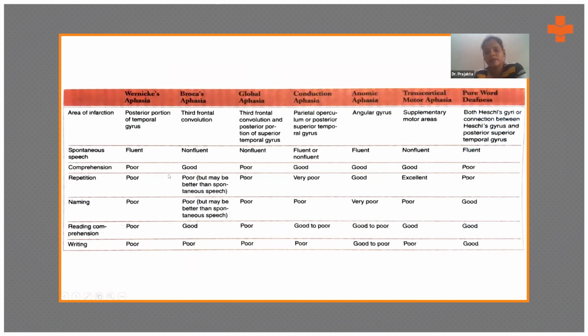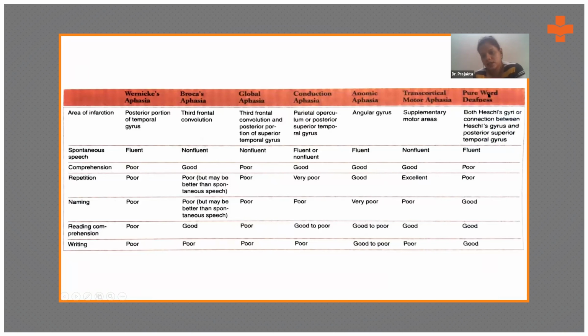Again, in anomic aphasia, the angular gyrus is the area of infarction. The spontaneous speech is fluent, comprehension is good, repetition is good, naming is very, very poor, and reading and writing comprehension could be good or could be poor.